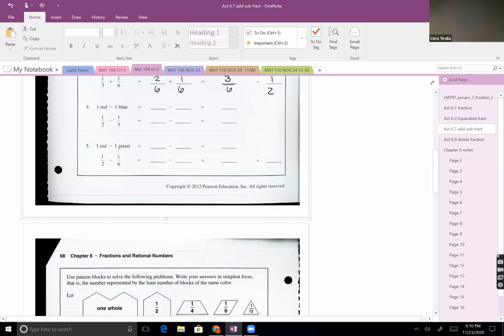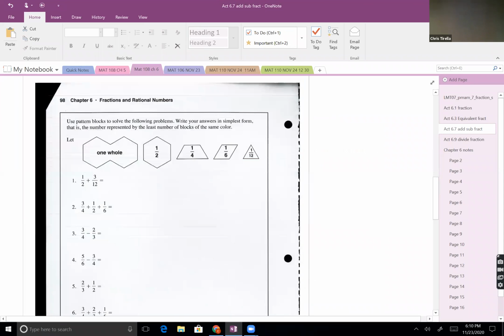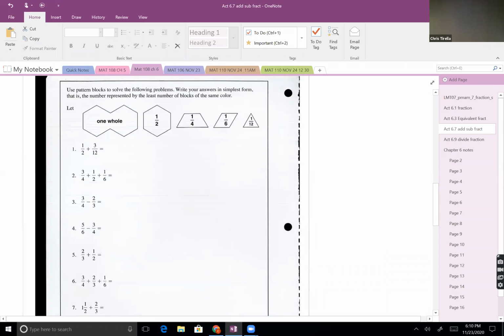The next page is a similar idea, but this time they're saying that 2 yellow hexagons make a whole. So 1 yellow hexagon would be a half. That red trapezoid would be a quarter. The blue rhombus would be a 1/6, and the green triangle would be a 1/12.